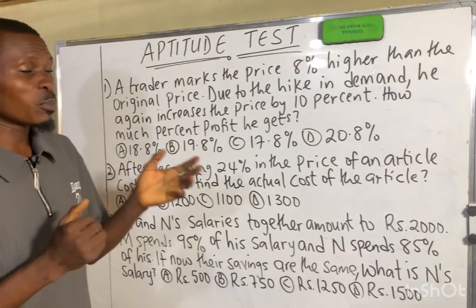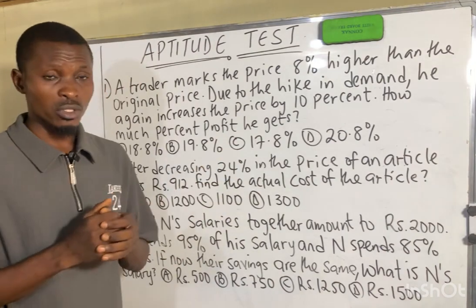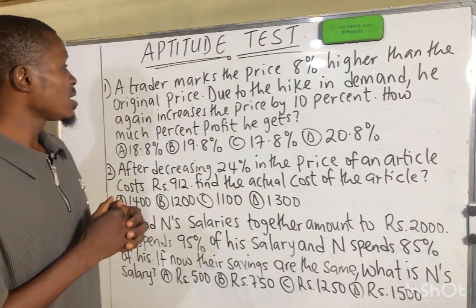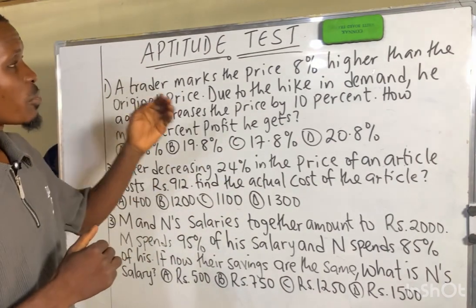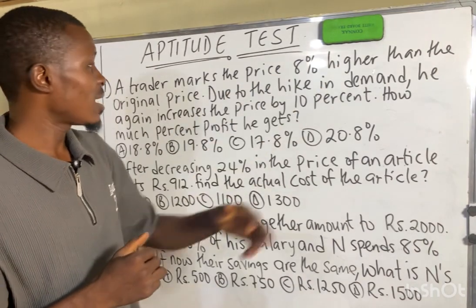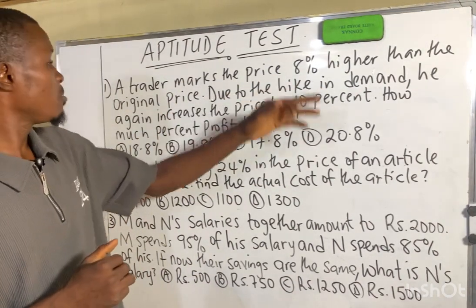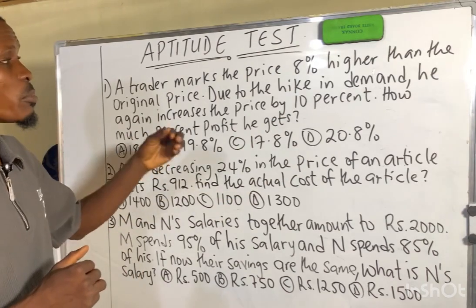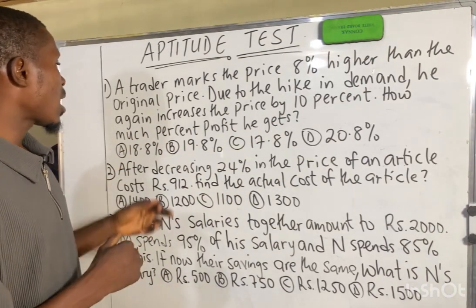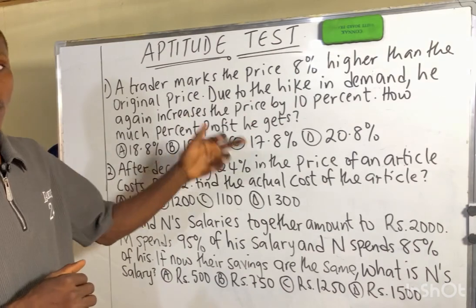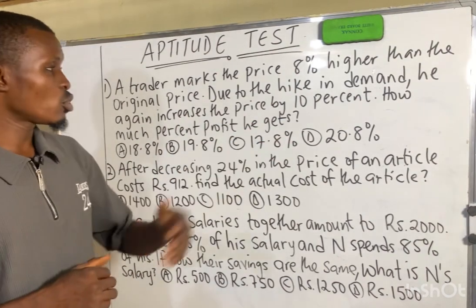On the board, we have three important questions on profit and loss. Number one says, a trader marks the price 8% higher than the original price. Due to the hike in demand, he again increases the price by 10%. How much percent profit does he get? You have the options A to D.